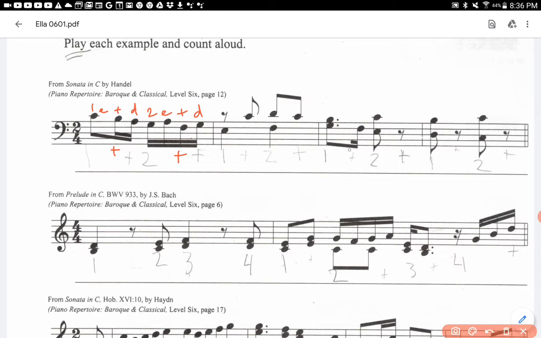Measure 3, again, your "and" needs to be equal to half of the beat, which is in this case an eighth note, so it has to be placed correctly. The rest is correct. Good. Now the next part is play each example.